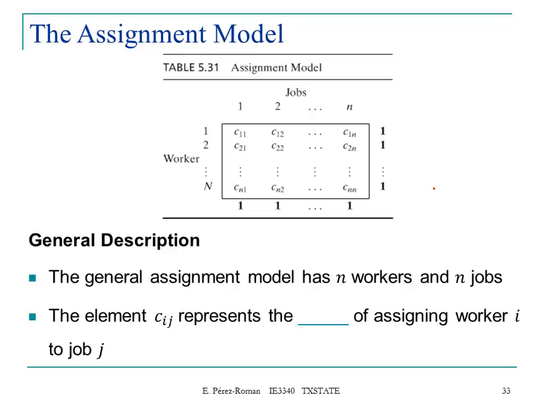So basically, the general description of the assignment problem: the general assignment model has n workers and n jobs, and the element Cij represents the cost of assigning worker i to job j. So you have a set of workers, let's say you have 10 workers and 10 different jobs. Then you want to find the best way to use these workers to complete a specific job.